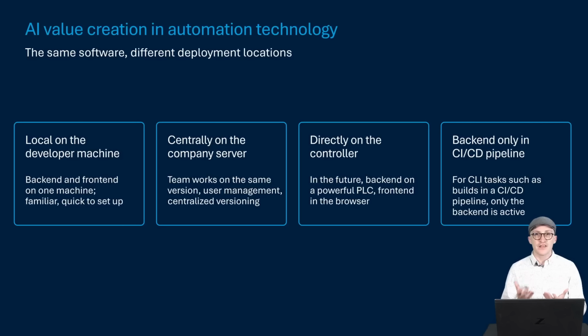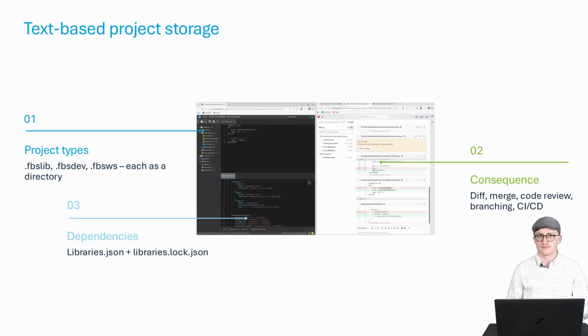What makes all of these scenarios possible is a fundamental change in how projects are stored. In CODESYS 4, a project is not a single binary file. It is a directory on the file system. Library projects, device projects, and workspaces each have their own structure. Dependencies are declared in a JSON file and resolved into a log file with checksums. If you have worked with npm or NuGet, you will recognize this pattern immediately.